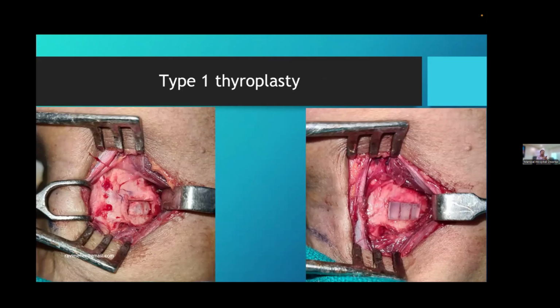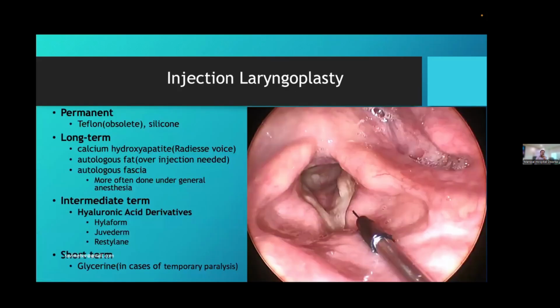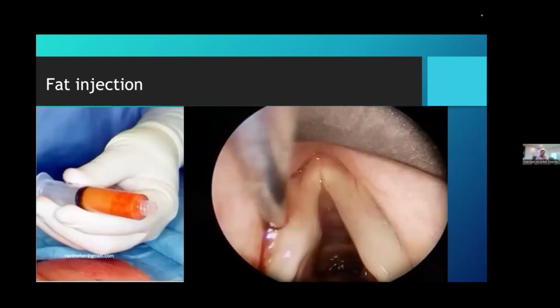Then you can do a type 1 thyroplasty to medialize the vocal cord. So medialization will improve the voice also, plus it will improve the aspiration part also, right? Both the things can be had. So I will not go into the details of the surgery. Then you can do an injection laryngoplasty.